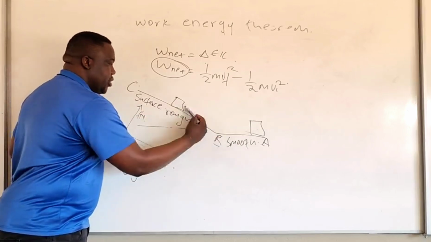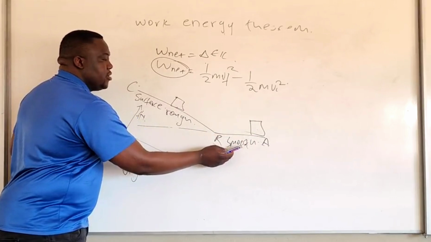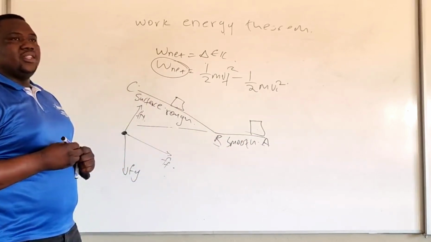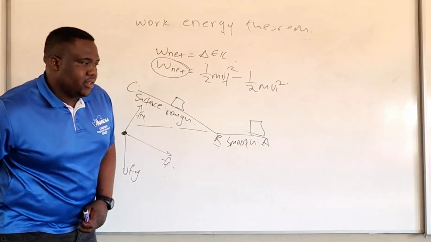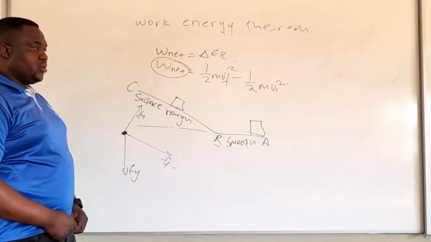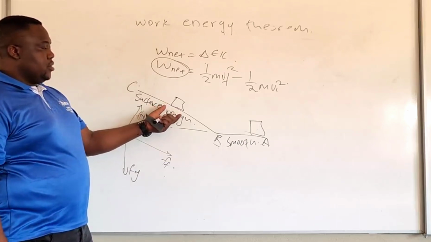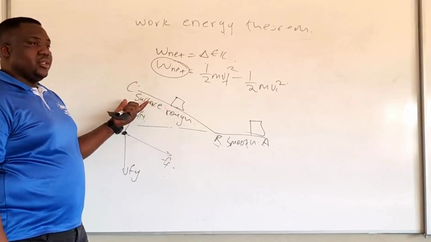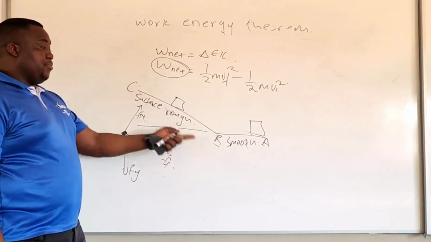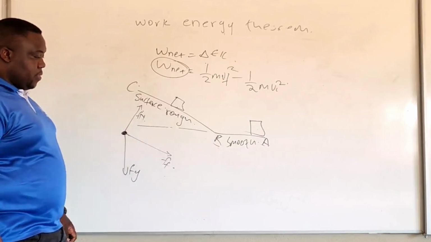Since it is the same box, I told you that the box was pushed from A to B, then from B to C it moved on its own. So what does it mean? It means there's no applied force from B to C. So here's the free body diagram from B to C. From B to C, the object moved on its own. So this is the free body diagram.